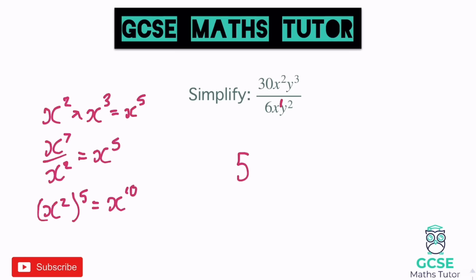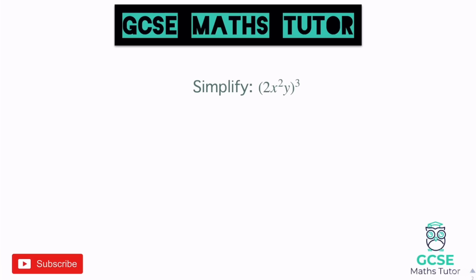So if we subtract the powers, 2 take away 1 gives us x to the power of 1. I'm not going to write that in, I'm just going to leave it as x because that means x to the power of 1. Moving on to the y's, we have y to the power of 3, y squared on the bottom, and 3 take away 2 gives us just y on the bottom there, so our final answer would be 5xy.